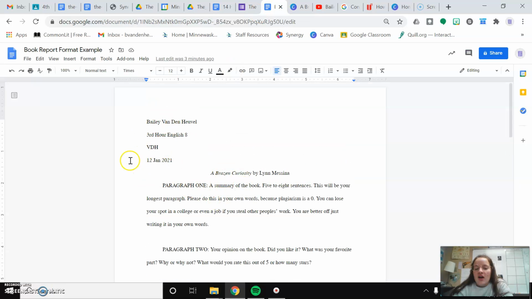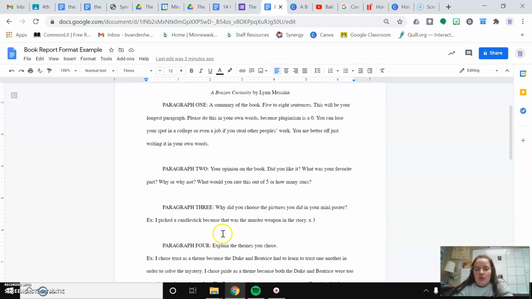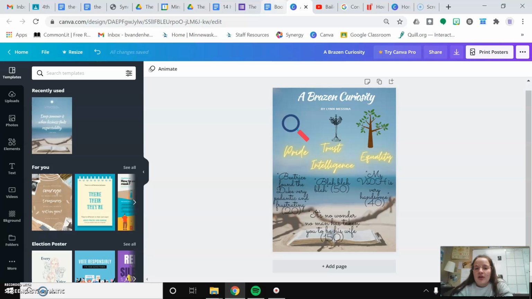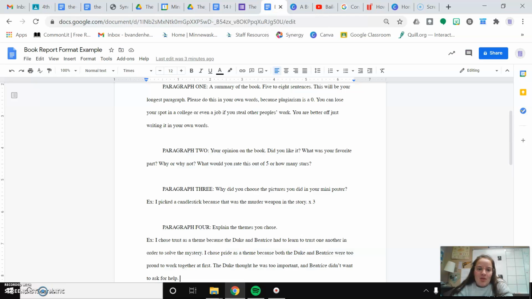You get all of this done. And then this is just what the format would be. 1, 2, 3, 4, and then do 1 and 2, because it's just summarizing and giving your opinion. Make your poster, and then explain these and these in your paper, and you're done. Okay? Hopefully this is the last time I have to make this video.